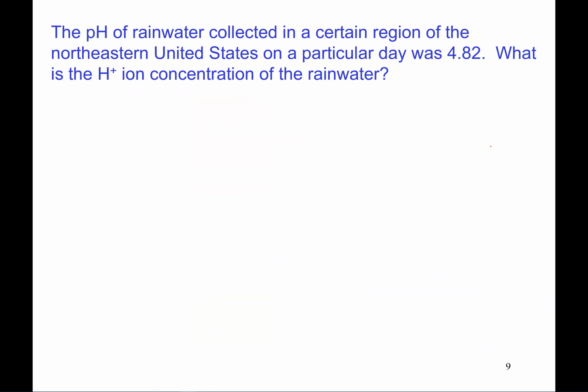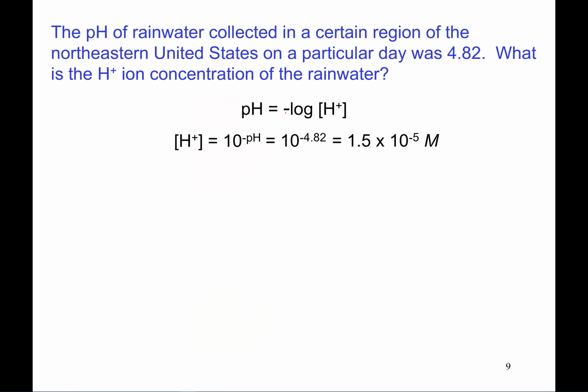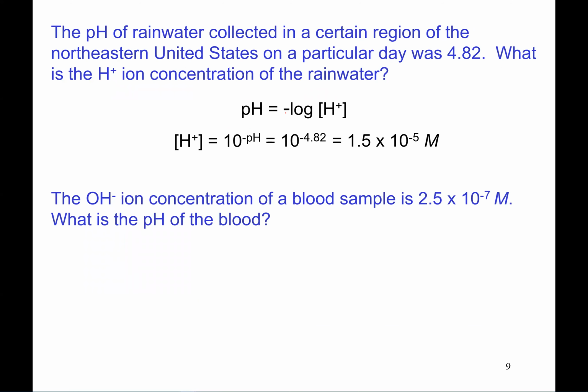The pH of rainwater collected in a certain region of the US was 4.82. What is the hydrogen ion concentration in that? pH is the negative log of that, so you plug the values in there and take the inverse log.